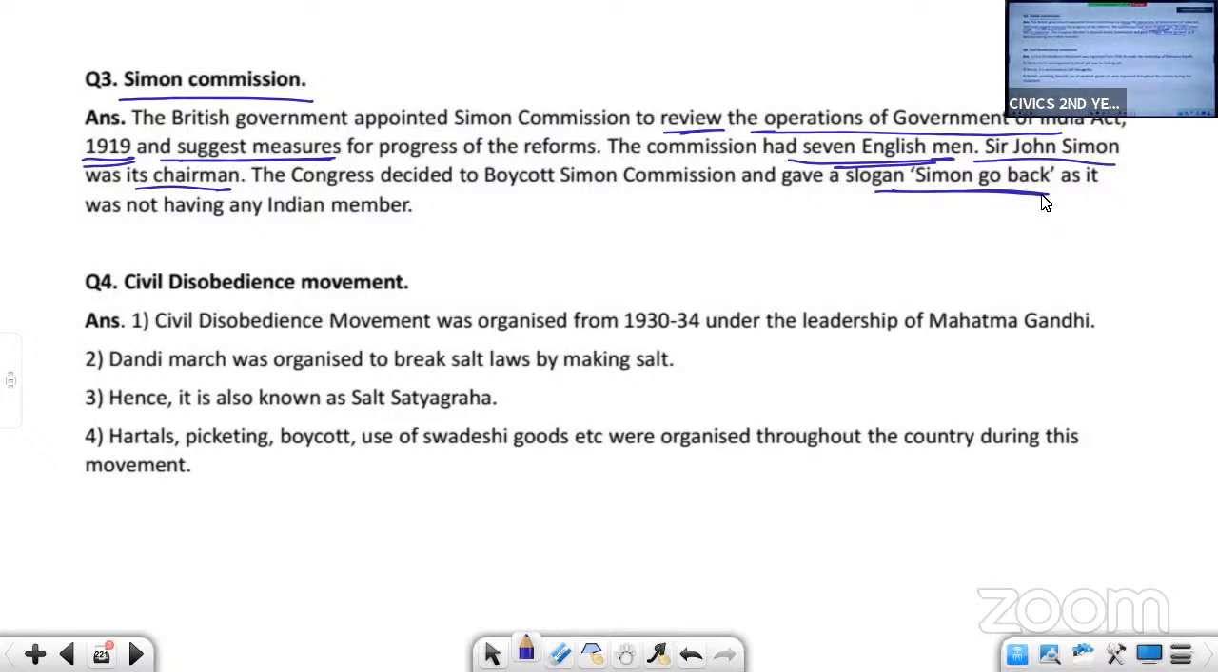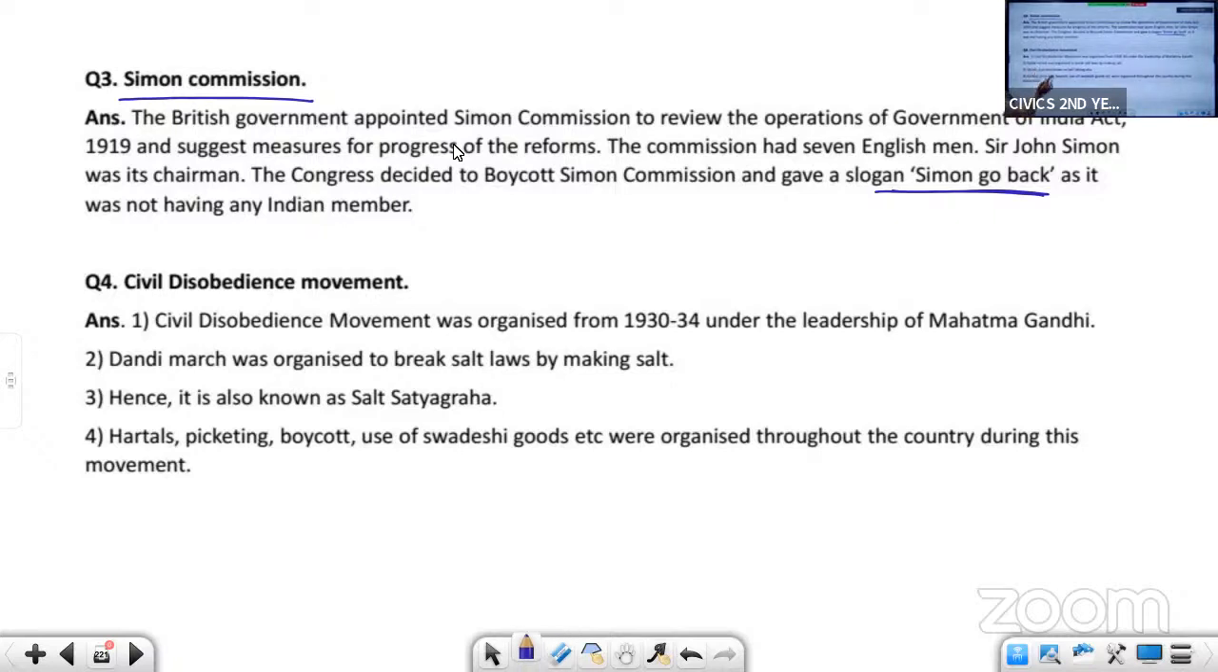But what is the reason why they wanted to boycott it? Because it did not have any Indian member. Simon Commission did not have any Indian member. So Congress decided to boycott Simon Commission and gave the slogan, Simon go back. So that is the answer. Simple answer. If you want, you can write it.